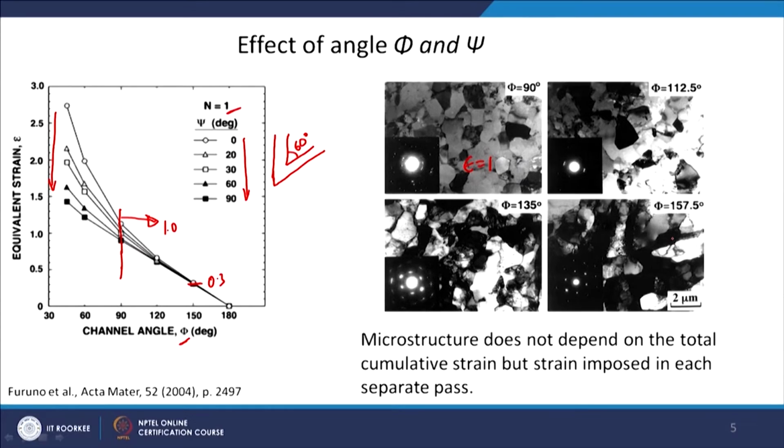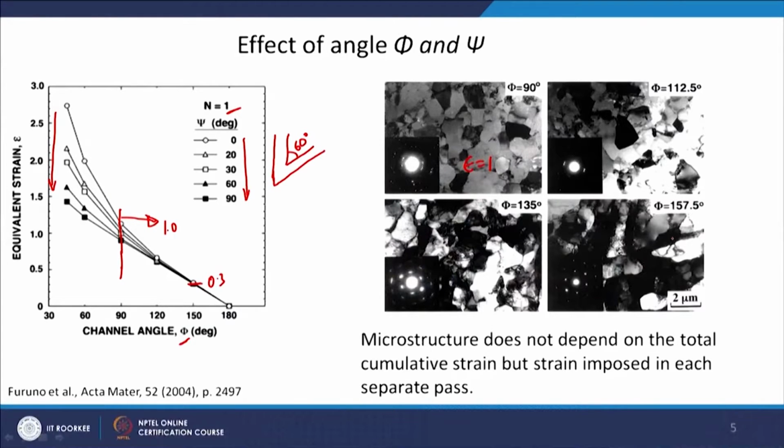So, you can see effect of the die design on the microstructure, for the same amount of strain, that if I have a sharper or smaller phi angle, I would be able to impose higher strain, and that will be seen in the microstructure. Now, there are different variants to how we are going to do the ECAP process, because I can change the direction of the shear strain.